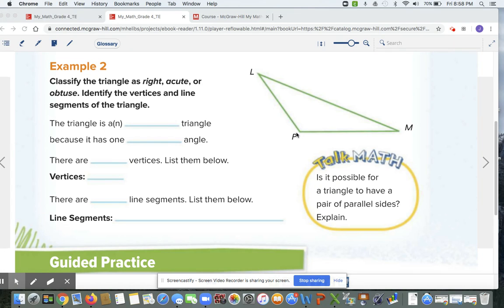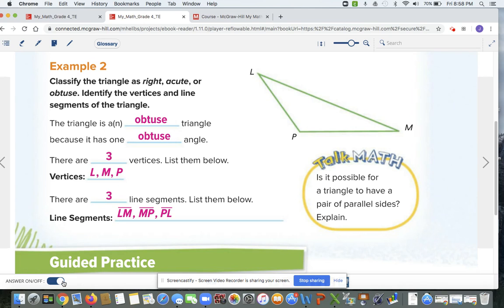And remember how we write line segments and the symbols that we use. So I'm going to show you that. Okay. And again, you can see that your book has called this line segment PL, and that's okay because what they were doing was they were going around the triangle, but I kind of like to do my line segments in alphabetical order, and it really doesn't matter.